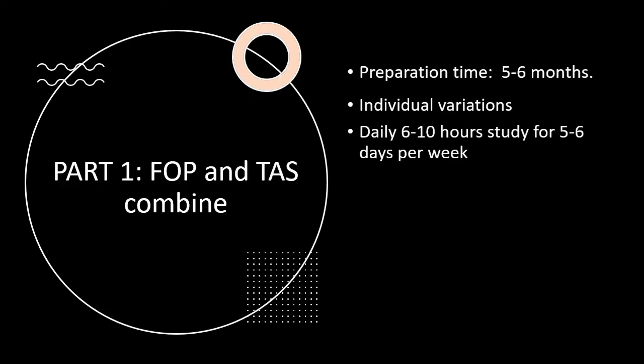If you plan to take the FOP and TAS exams together, then you need at least 5 to 6 months. Study 6 to 10 hours daily, 5 to 6 days per week. The last 10 to 15 days should be fully dedicated to study only.